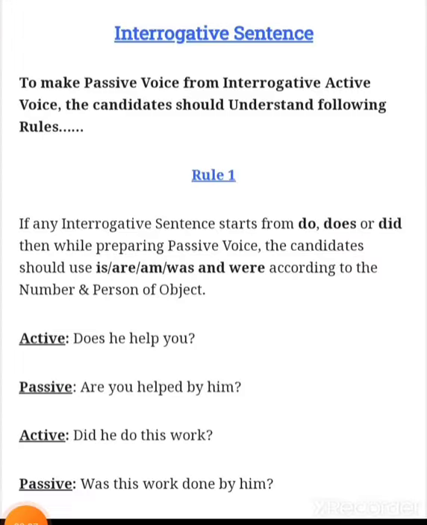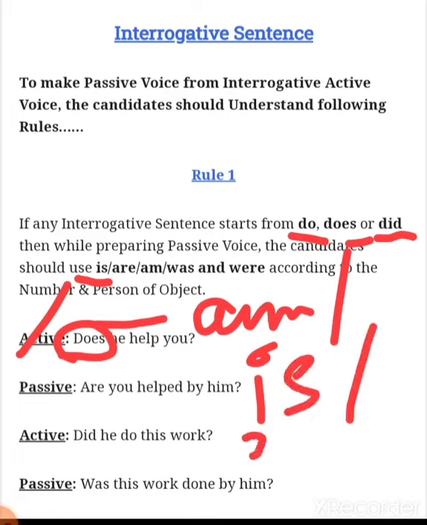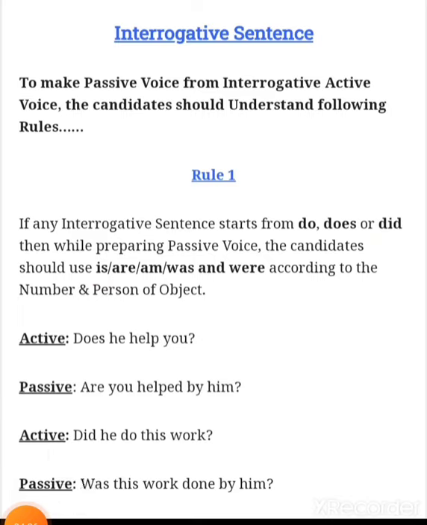Okay, let me tell you, students, about rule number 1. If any interrogative sentence starts with do, does or did, then in the passive voice you write am, is or are, or was or were, according to the number and person of the object. Look at the first sentence: Does he help you? Does means simple present tense. It is written in simple present tense, that is why does. If it were past tense, it would be did, but it is not did. So in simple present tense, we will be writing am, is or are, according to the subject.